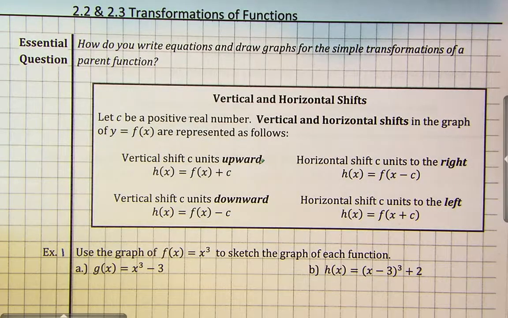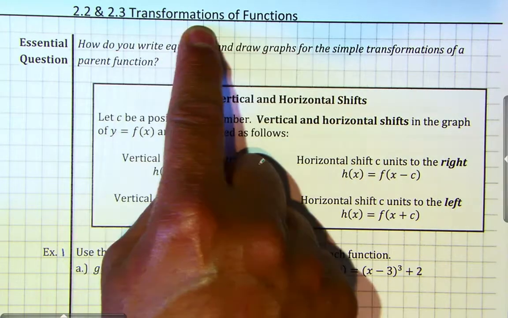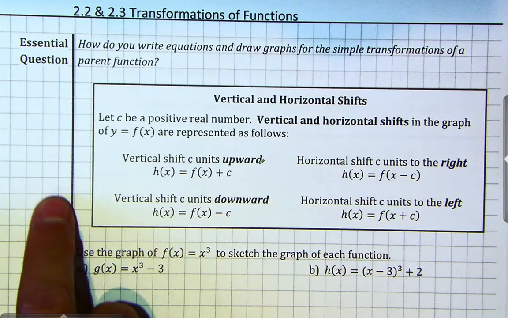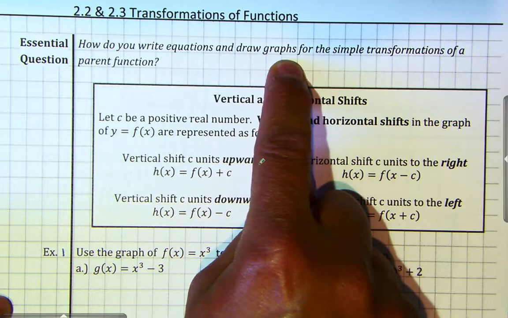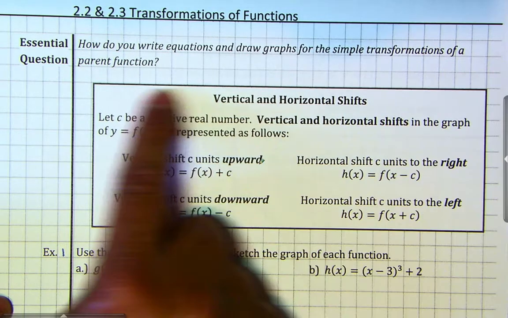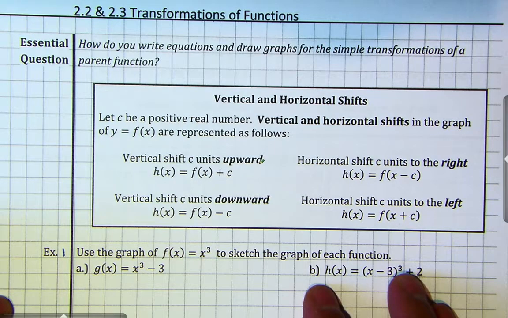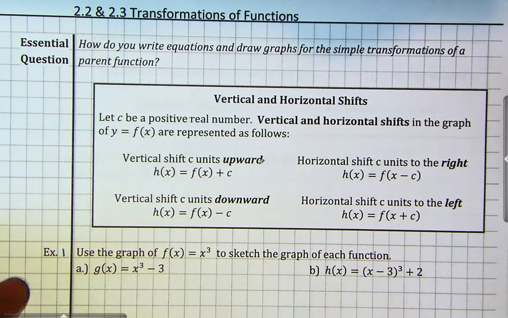Today we are going to cover sections 2.2 and 2.3, transformations of functions. Be sure to write down your title and your essential question: How do you write equations and draw graphs for the simple transformations of a parent function? Go ahead and paste your cutout and copy example number 1, pause it, and we'll continue once you're ready.